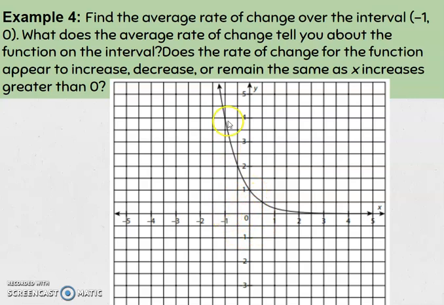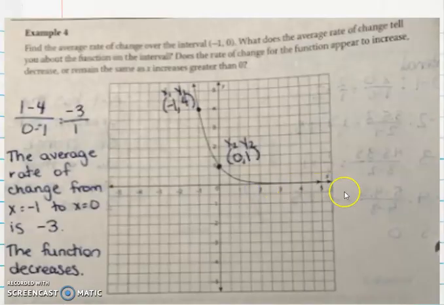So at x = -1, my y value is 4. So my first point that I'm using to find the rate of change is -1, 4. The second point that I'm going to use is 0, 1. When I use those two values to find the rate of change, I get -3 as my average rate of change. And in noticing that my average rate of change is negative, the function is decreasing. I can also see that when I look at the line. The line from left to right is going down, which means that it is decreasing.